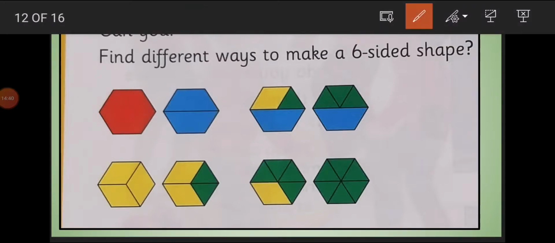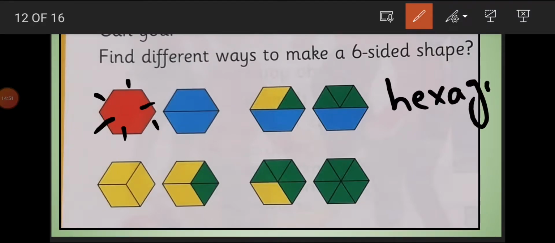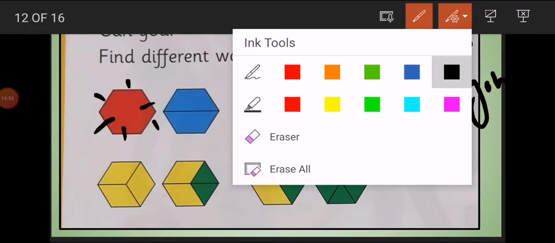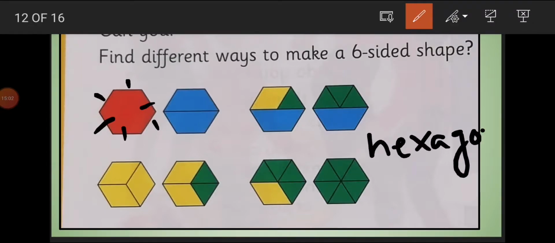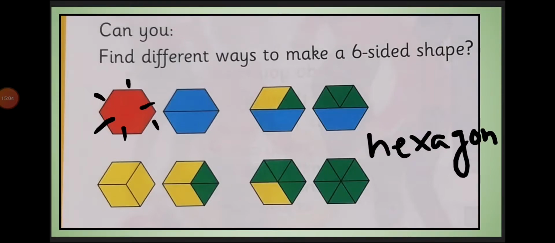Let me mark it. 1, 2, 3, 4, 5, 6 sides. It's a 6-sided shape. What is the name of that shape? It's a hexagon. Let me write it clearly here. It's a hexagon. So now we can make different patterns in it.